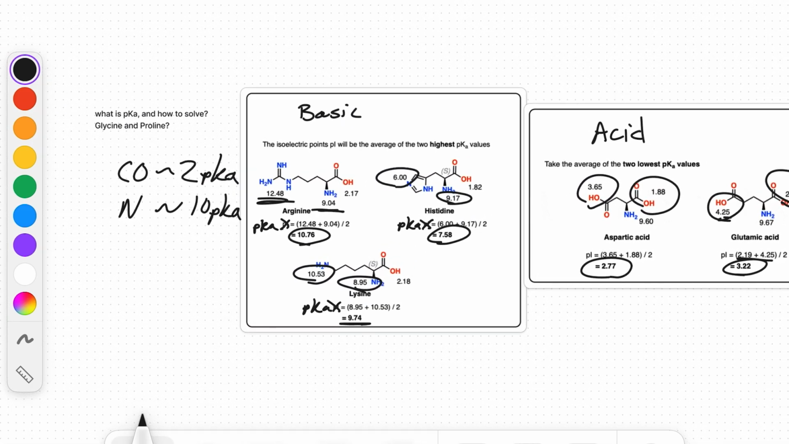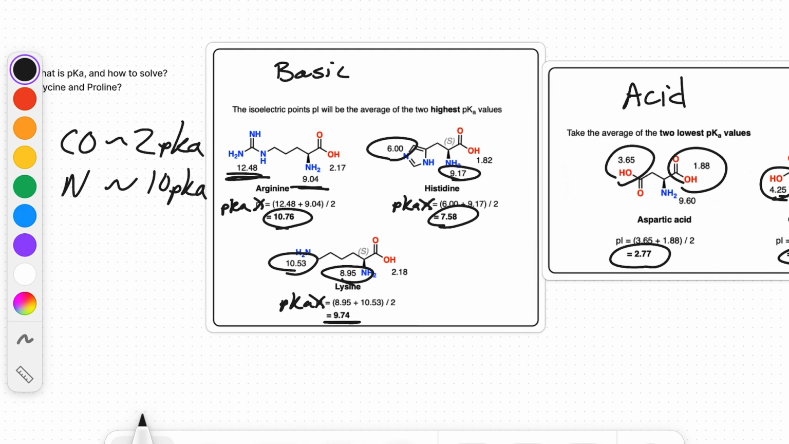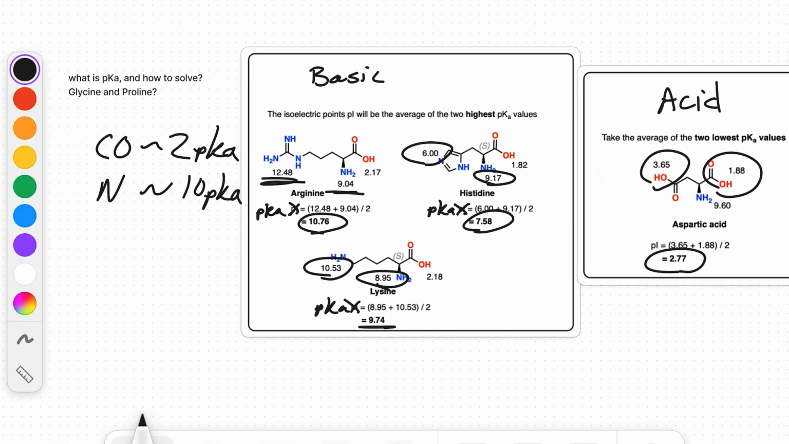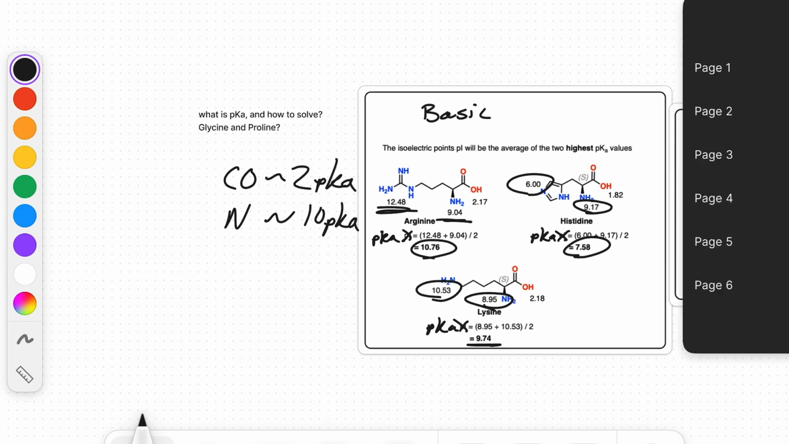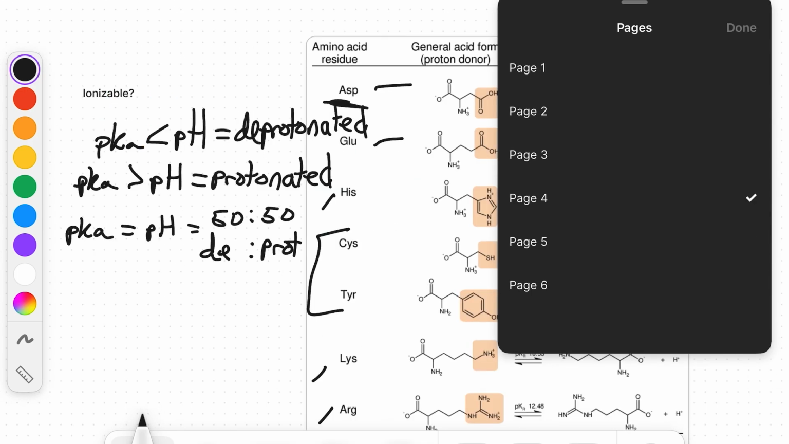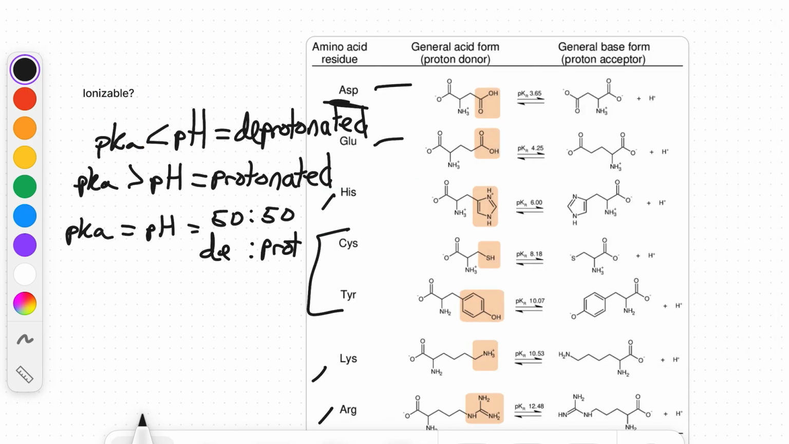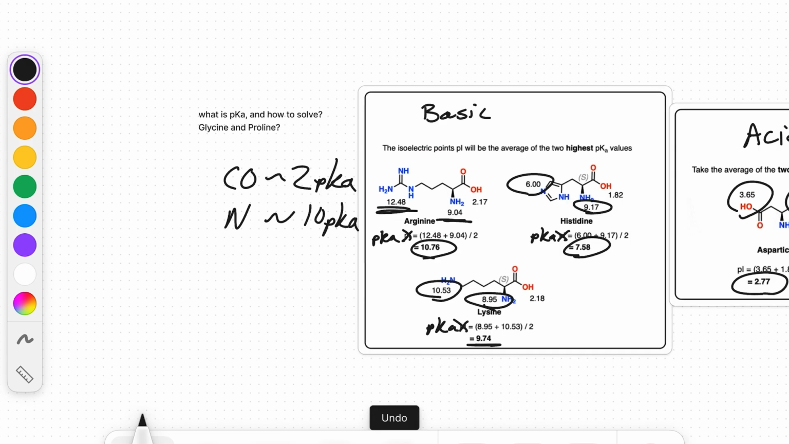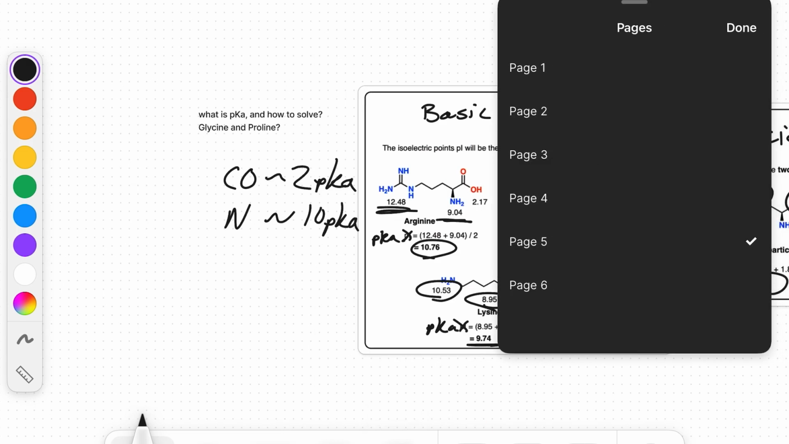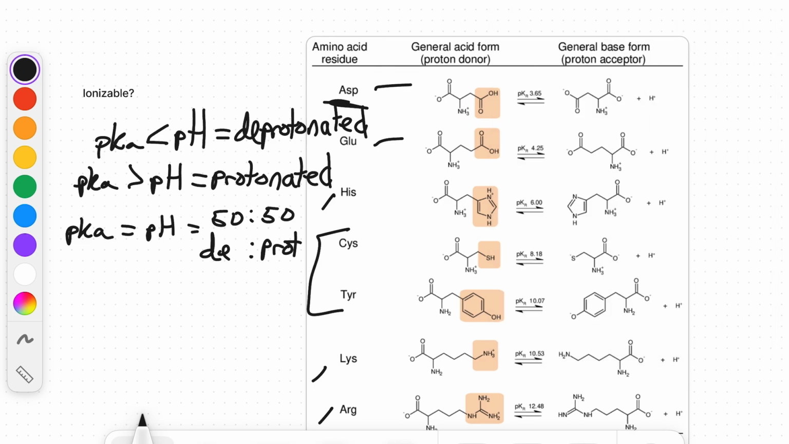Okay, so that's it with ionization. I just want to reiterate, protonation states, that's a really big one. We need to know this for sure. We'll be asked a bunch of questions on it. This page keeps changing, I'm so sorry for that. But we need to know that.